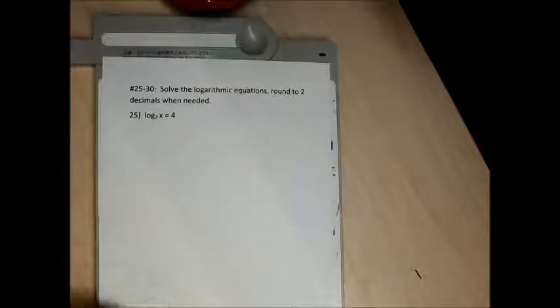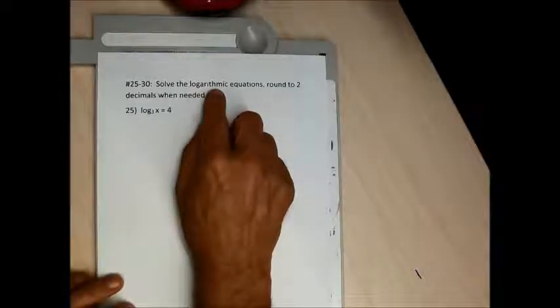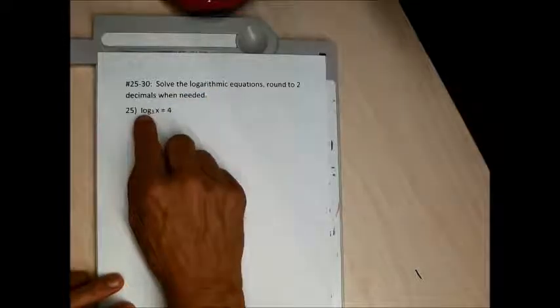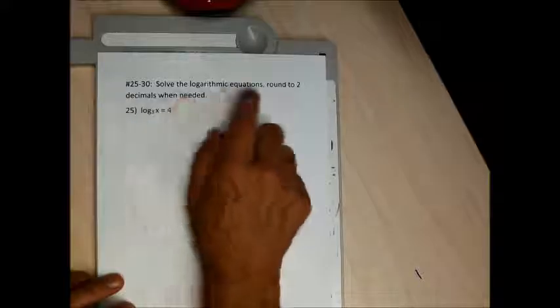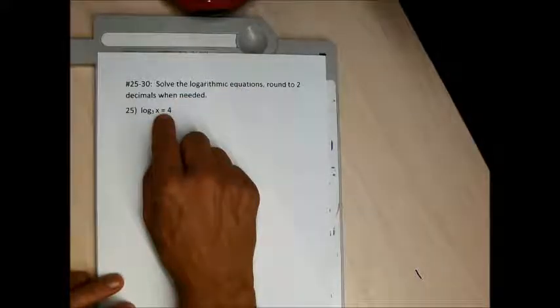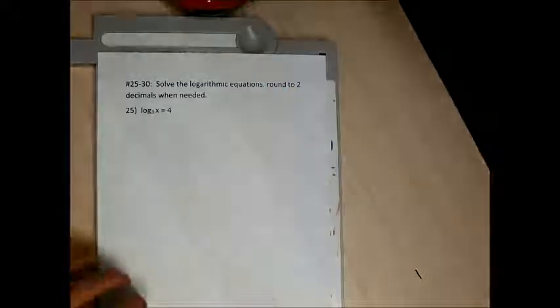Problems 25 through 30 start off with logarithms, and we're going to rewrite the problems without logarithms. These are logarithmic equations. The word logarithmic means somewhere in the problem there's going to be a log. Equation means there's going to be an equal sign. Some of these problems will get decimal answers, but I almost think none of them. Maybe one of them will have a decimal answer.